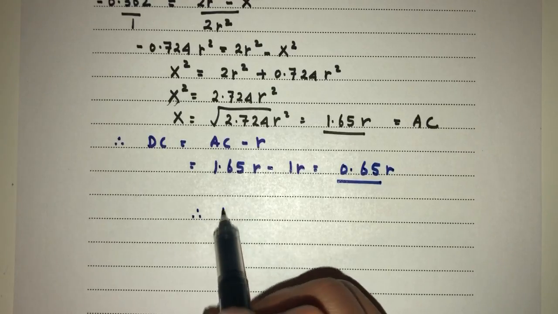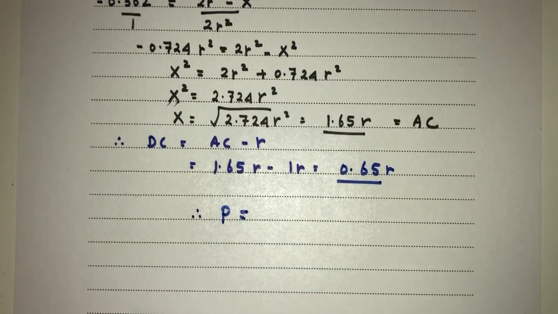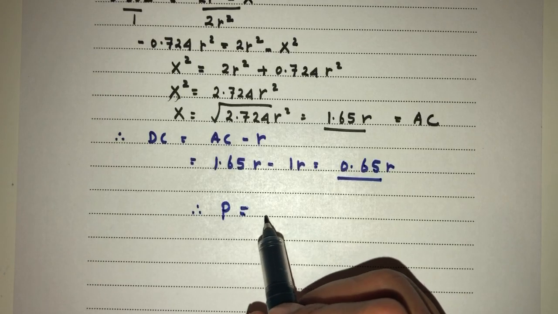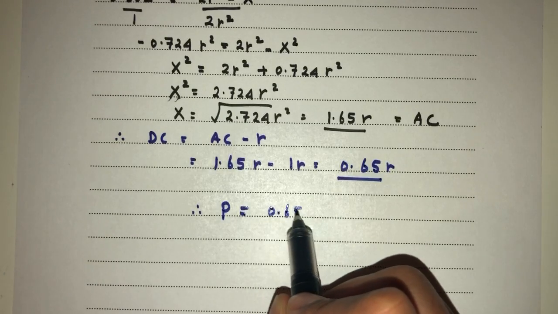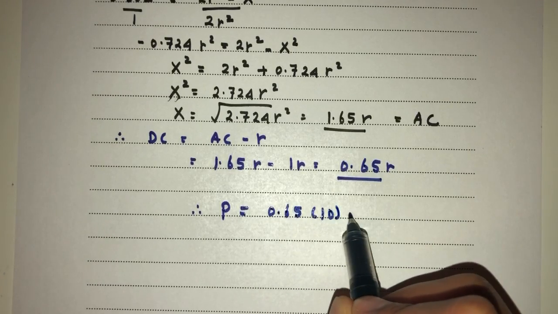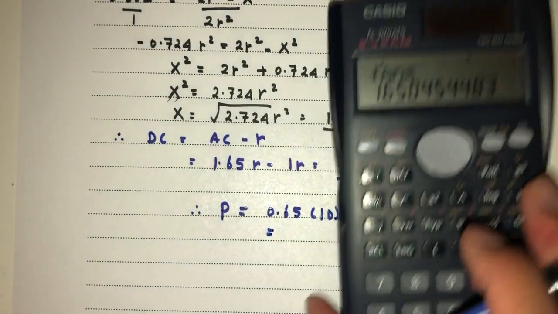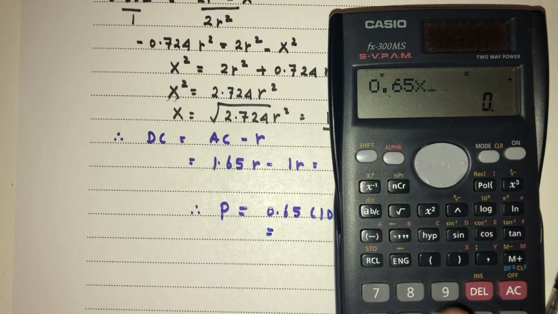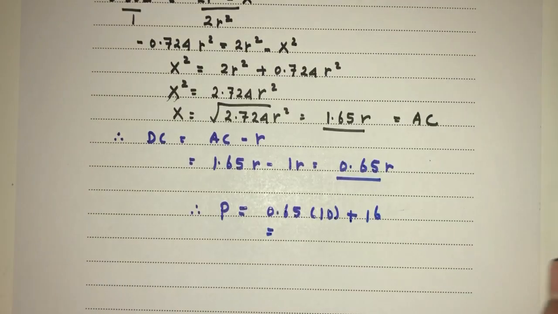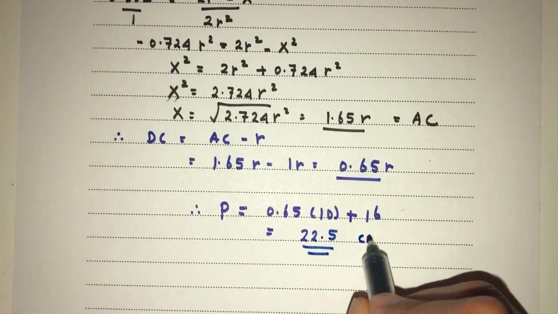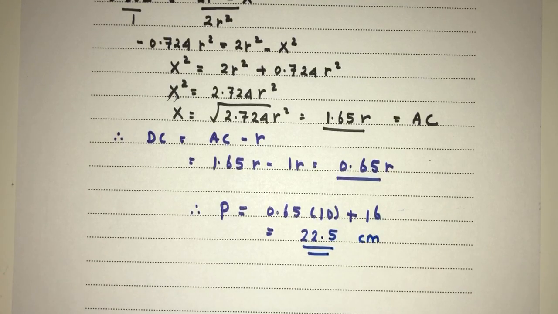So finally, the perimeter will be what? Let's see what we have. We have DC, which is 0.65 r. R is 10, plus 16. 0.65 times 10 plus 16, that will be 22.5. So my answer will be 22.5 centimeters for the perimeter. As you can see, this question was done step by step to find the answer.